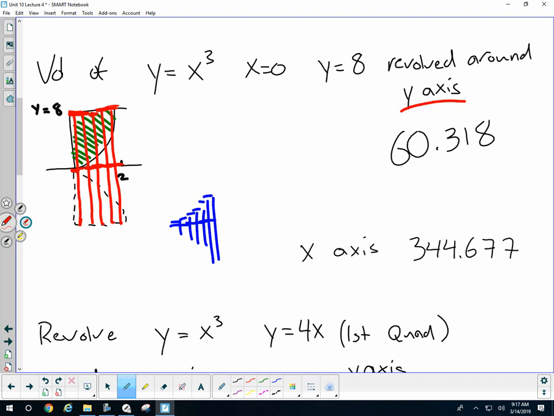All of these red cylinders go to the outside. Here's the top. Here's the bottom. Here's the top. Here's the bottom. 8 minus 0.